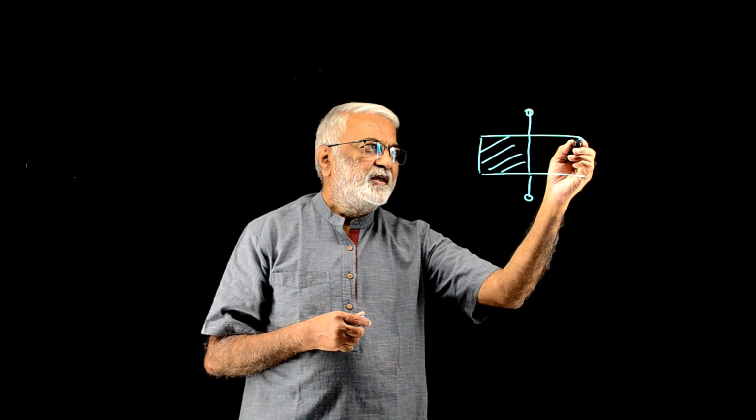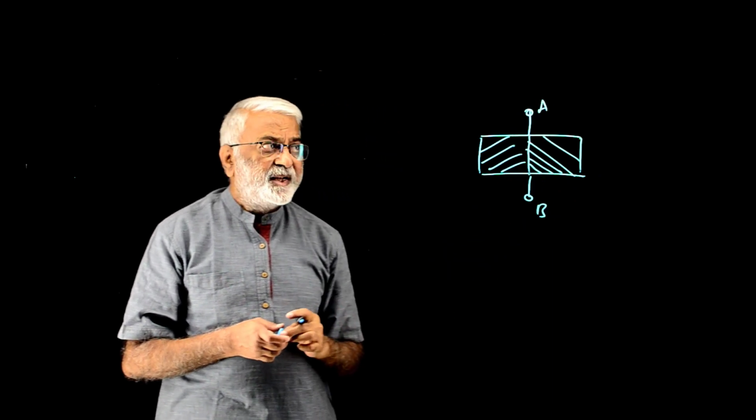We have a situation like this. This is a parallel plate capacitor, and we are told one half of this is filled with the dielectric constant K1, and the other half is filled with the dielectric constant K2. This is K1, this portion is K2. So what is the capacitance now between A and B?